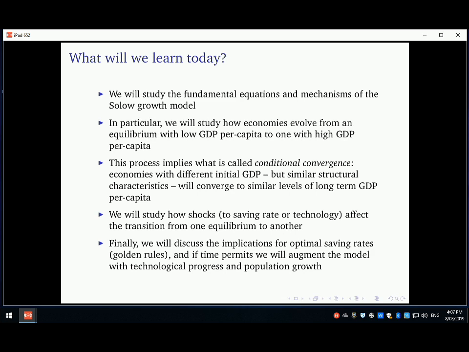So at the end, we will have a discussion about the golden rule, which is, from a normative perspective, what is the optimal equilibrium? So what is the equilibrium in the long run that we want to achieve to maximize some measure of welfare? Okay?